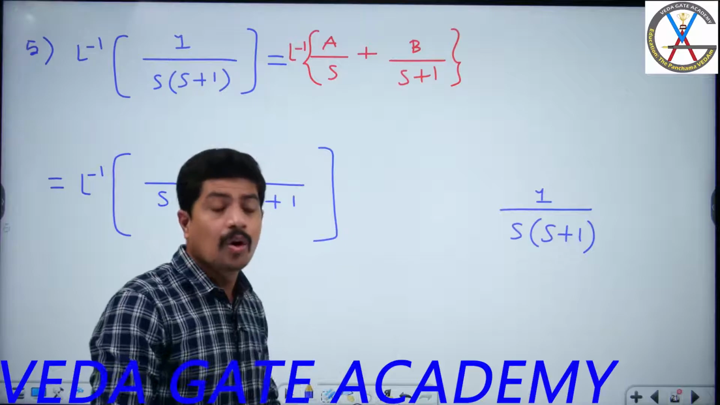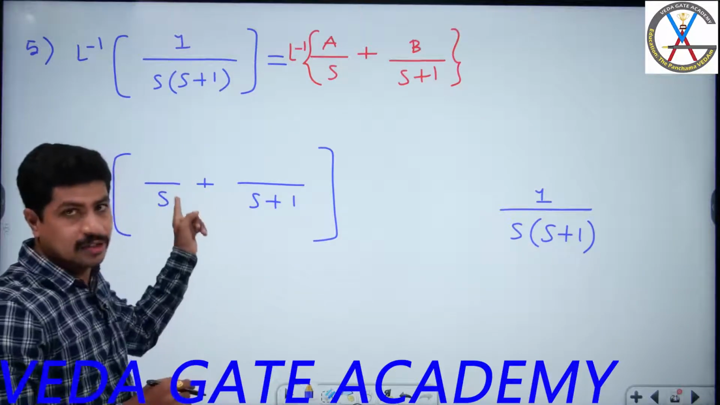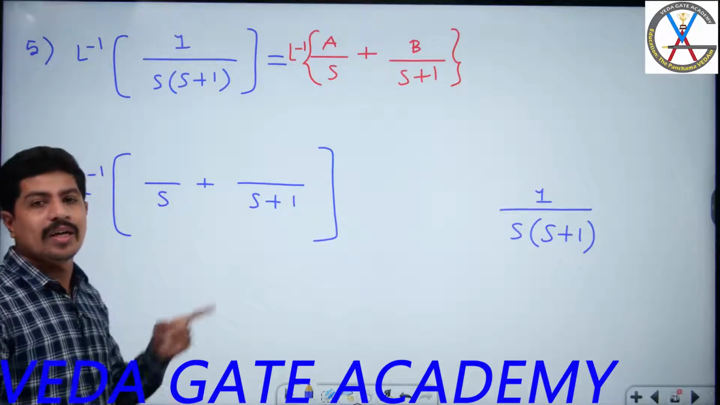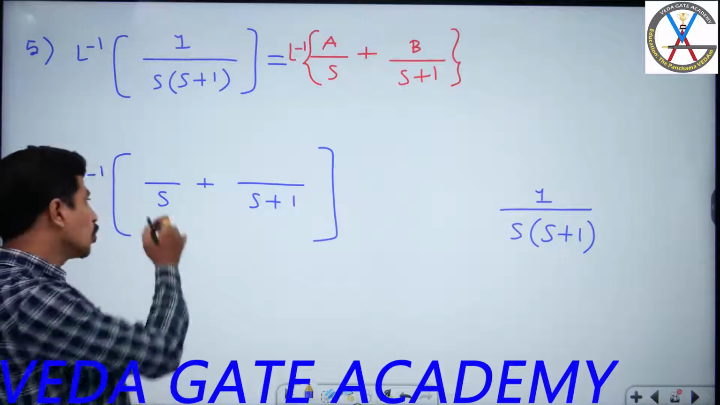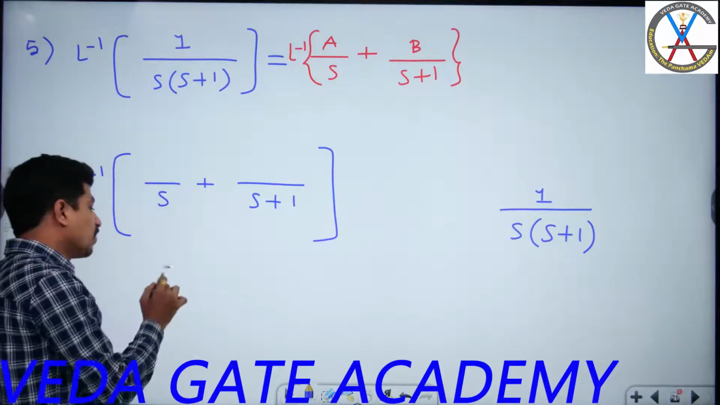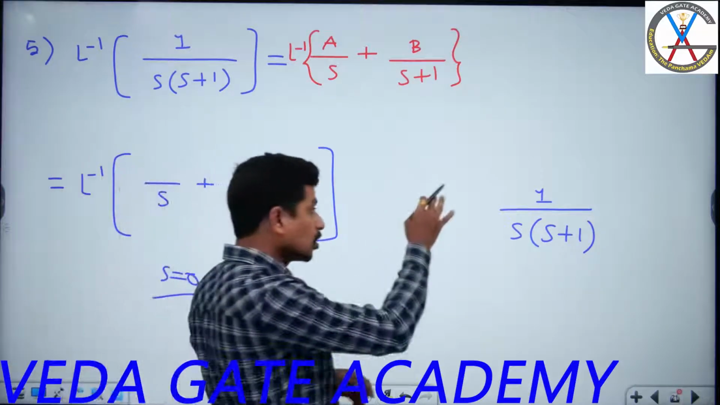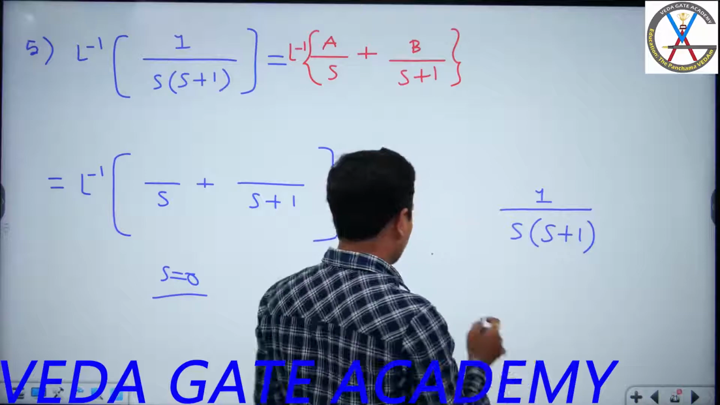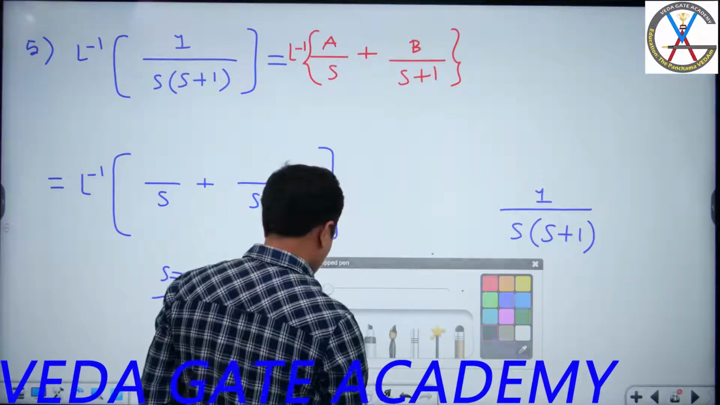Total function. What do you want to find? The numerator of S you want to find. Here I am having S, here I am having S plus 1. Whose numerator do you want to find? First of all, make that equal to 0. Then how much did I get? S is equal to 0. Take that value and substitute in this one by closing this one. Again, I'll repeat it. Observe.